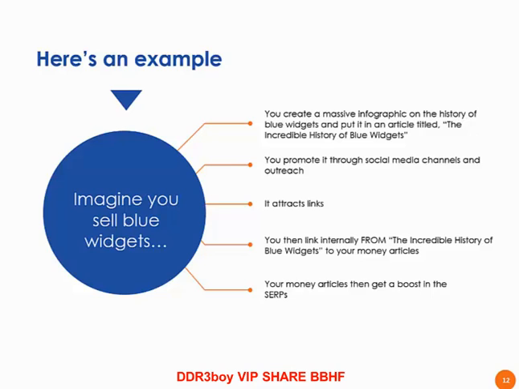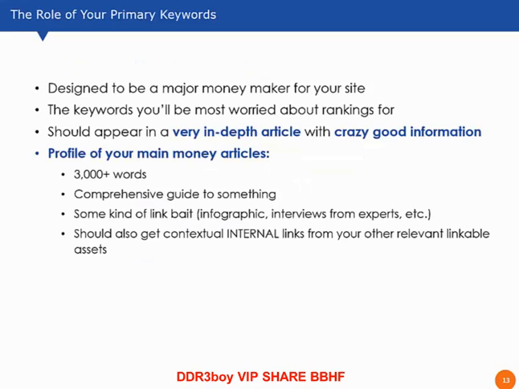I'm ranking in the SERPs, and it's because the link juice is flowing into those linkable assets because they're so easy to link to and out to my money articles. That said, there is one type of money article that you can use to build some links and make a little bit of money. So I want to spend some time talking about the role of your primary keywords and what they do in your content strategy.